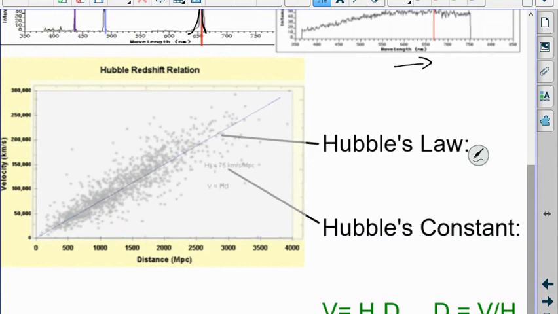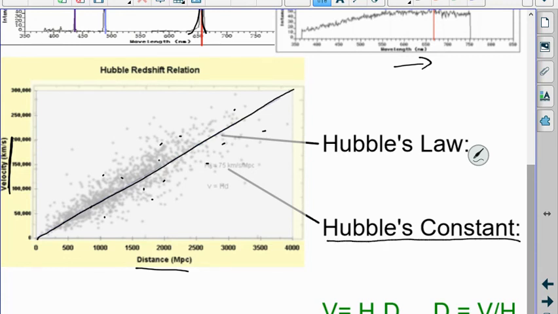And again, Hubble's law is that as the distance to galaxies increase, their velocity away from us also increases. But we noticed that there was a whole lot of variability around this line. But we were able to draw a generalized trend line. And that generalized trend line is called Hubble's constant. The accepted value for Hubble's constant at the time is 73 kilometers per second per megaparsec.